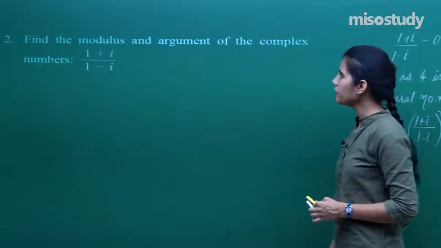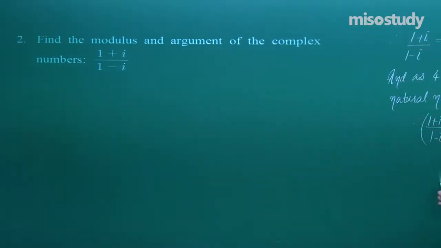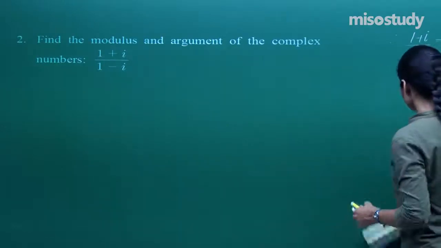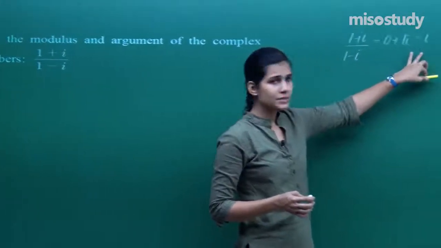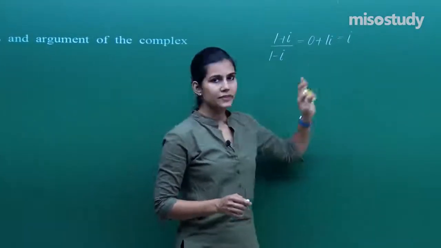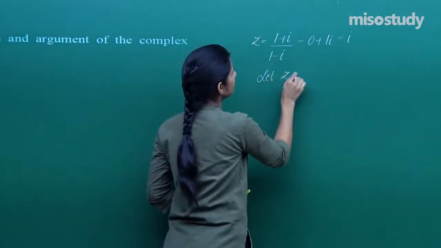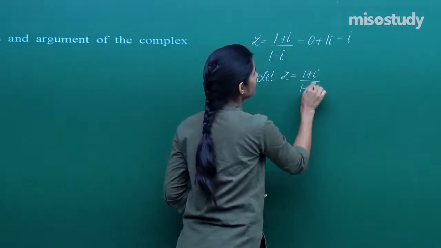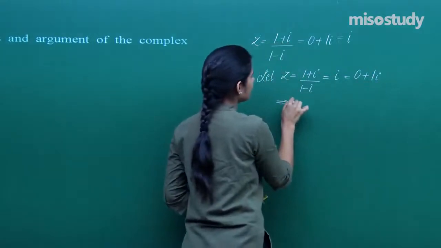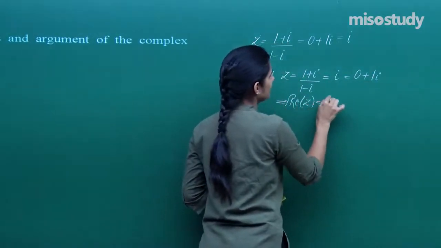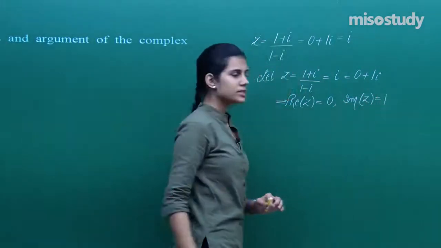Next question says find the modulus and argument of this complex number. Again we have the same complex number, 1 plus iota upon 1 minus iota. I just told you how to decode the real and the imaginary part of it. It comes out to be iota. Let z be 1 plus iota upon 1 minus iota, which we know is iota, which can be written as 0 plus 1 iota. This implies real part of z is 0, imaginary part of z is 1. Find the modulus and argument.